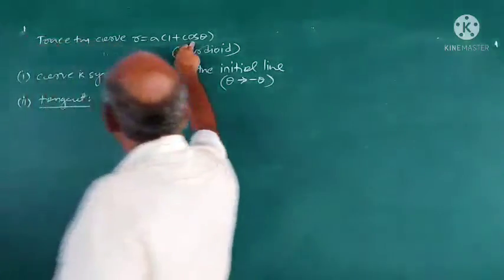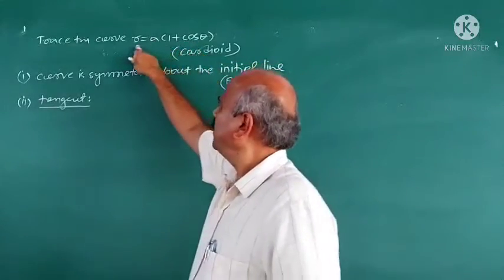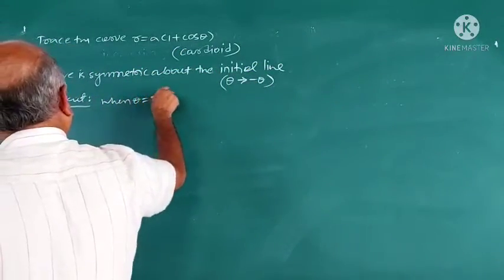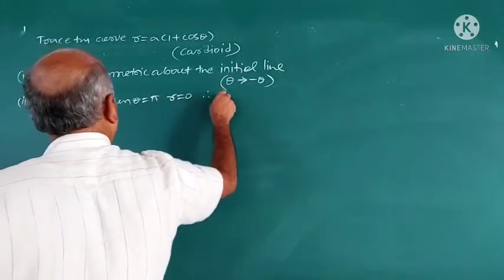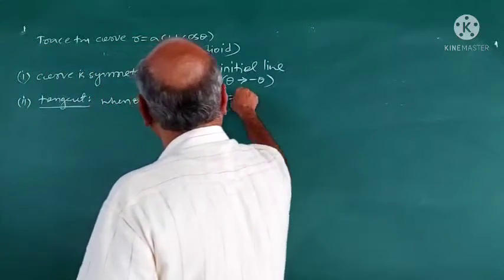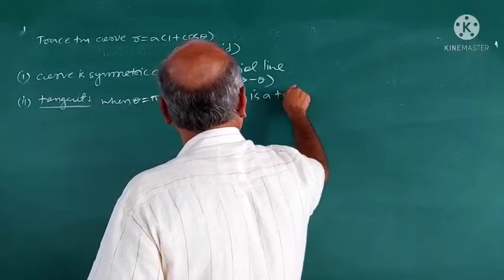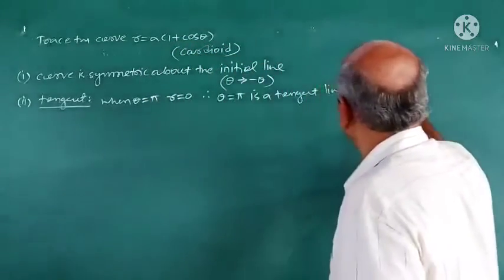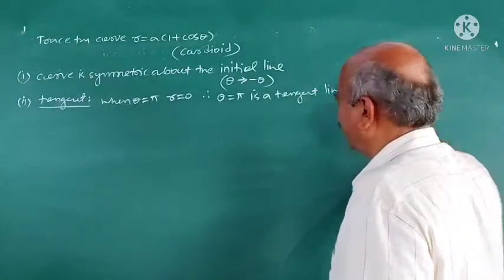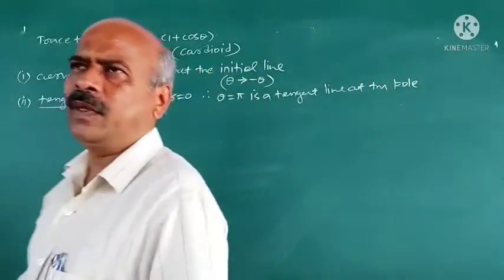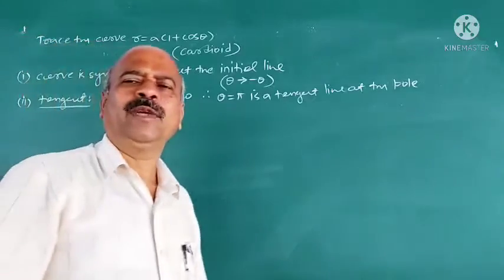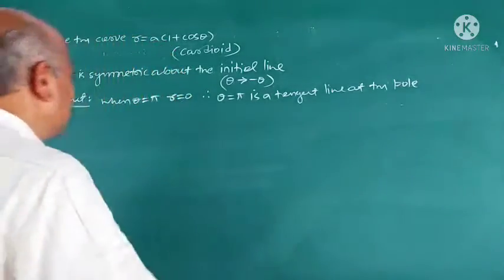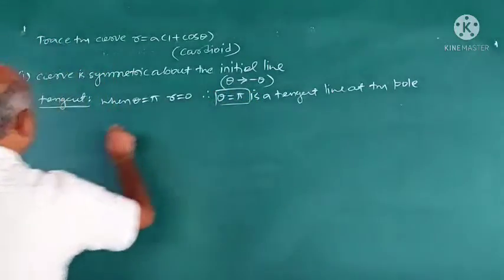You know that theta is equal to pi makes r is 0. When theta is pi, r is 0. Therefore, theta is equal to pi is a tangent line at the pole. You have an idea about the line theta is equal to pi: theta is equal to pi means a line which makes angle 180 degrees with the initial line. So this is the tangent at the pole.